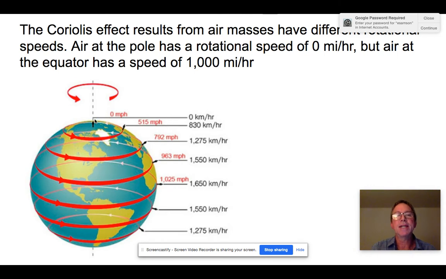If you were standing at the equator, given the circumference of the world, it's about 25,000 miles around. It makes the trip in about 24 hours. So at the equator, you're traveling a little over 1,000 miles per hour or 1,650 kilometers an hour. You're booking, right?